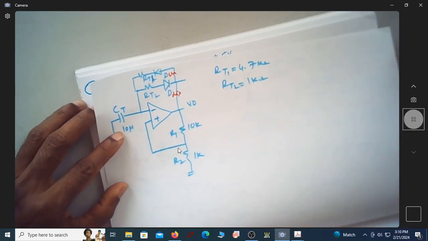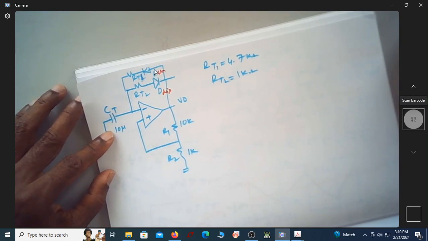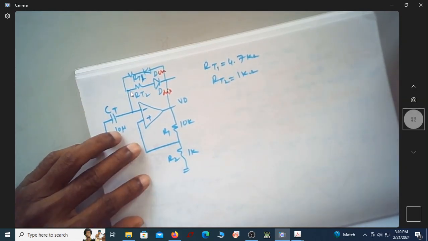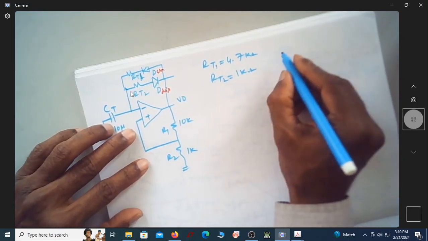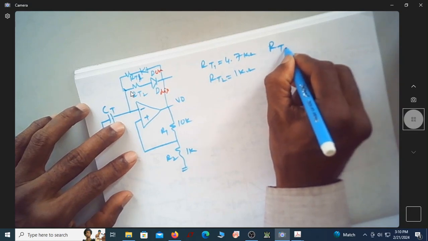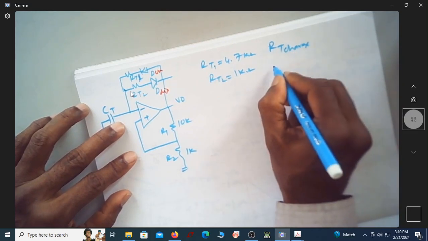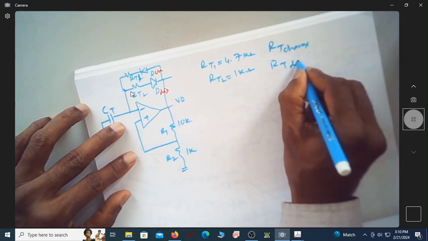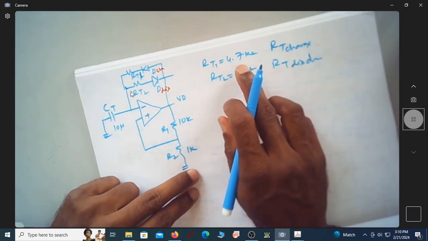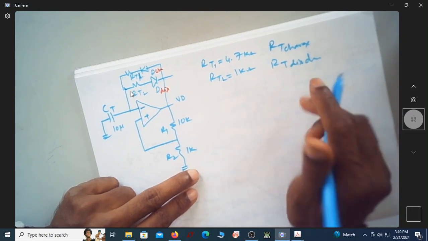Meaning this is RT1. While charging, it will pass through this; while discharging, it will go through this. So shall I say RT1 is RT charge, and this is RT discharge. Now you have the charging time more than the discharging time.